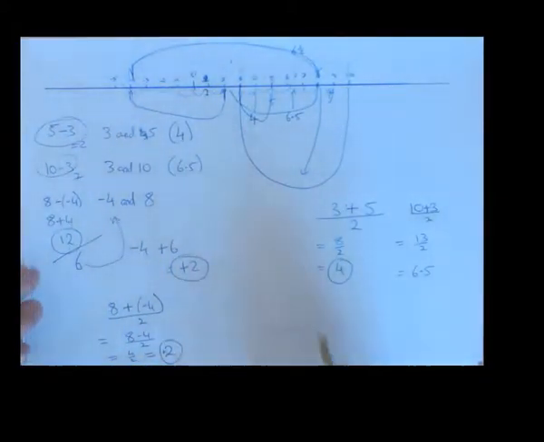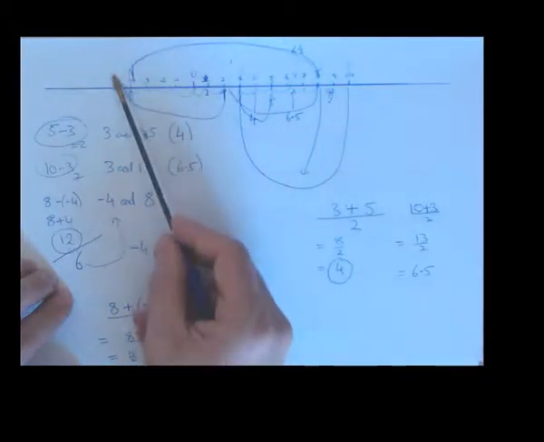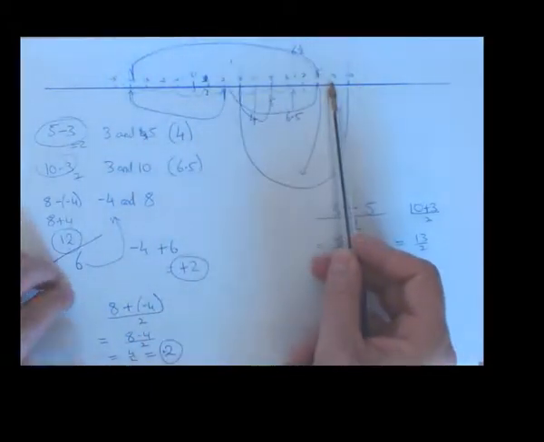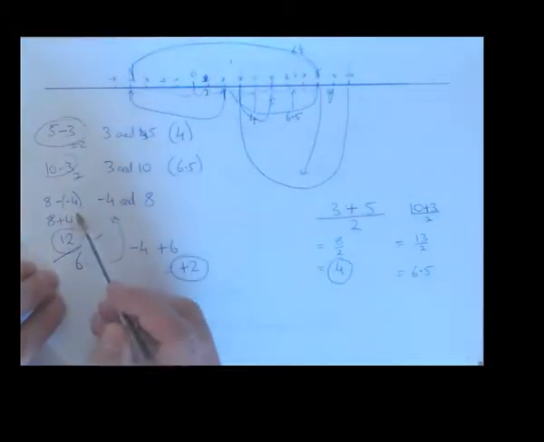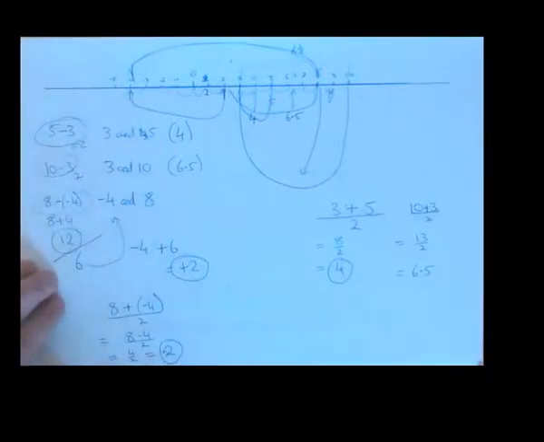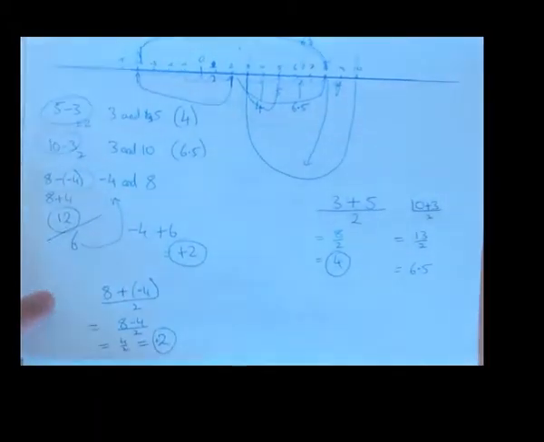So just remember, when we're finding distance, we're going to be subtracting the smaller number from the larger number. And just remember that if we're subtracting a negative number, that's the same as adding it. Okay?